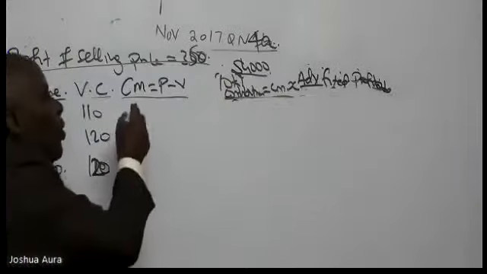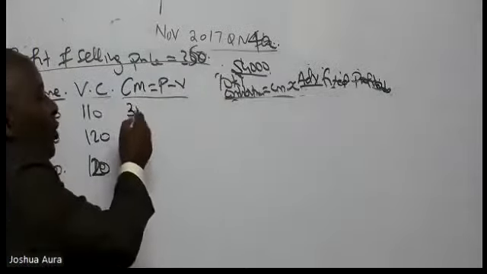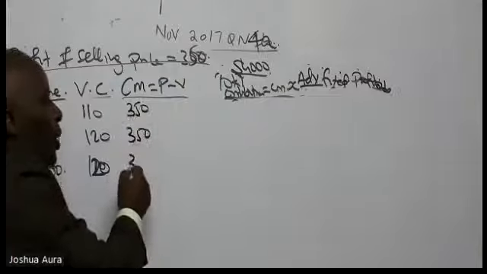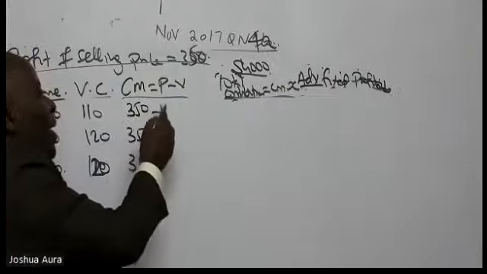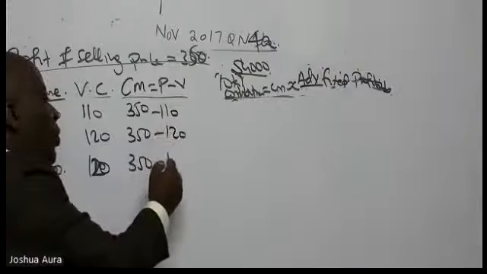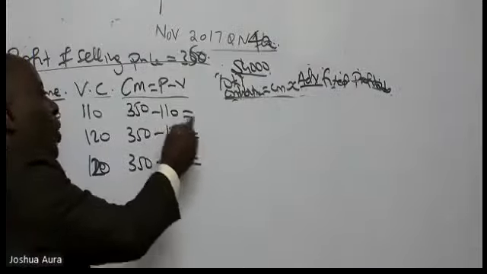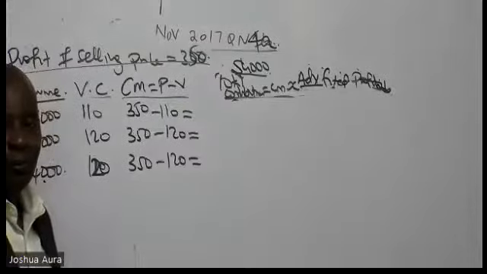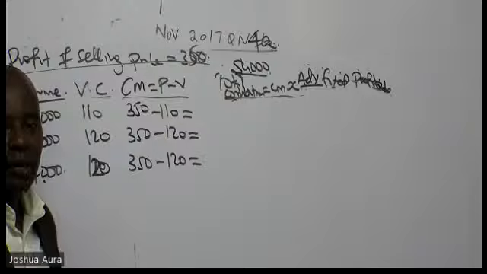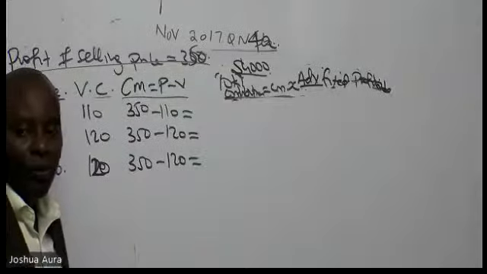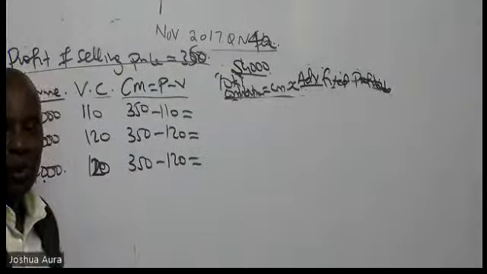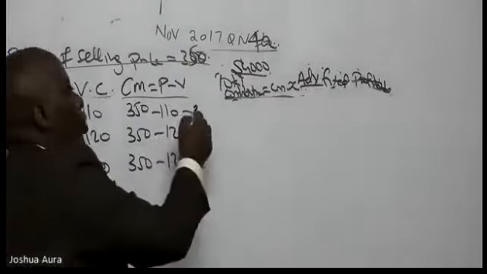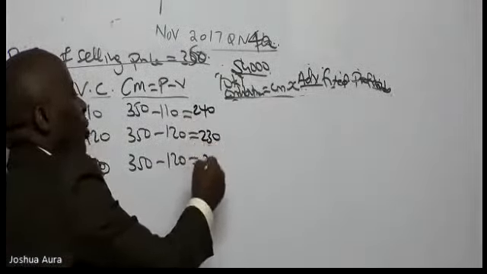So please give me the contribution margin. The price now is 350 throughout, minus 110 here, minus 120 here, and minus 120 there. Could you kindly give me these figures now? The first one, 240, 230, 230.